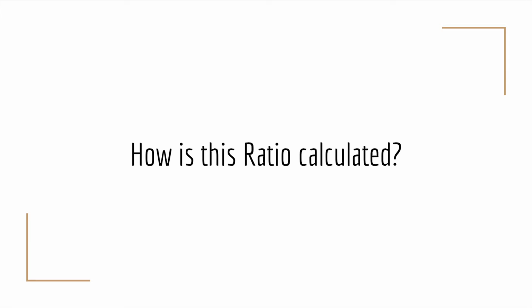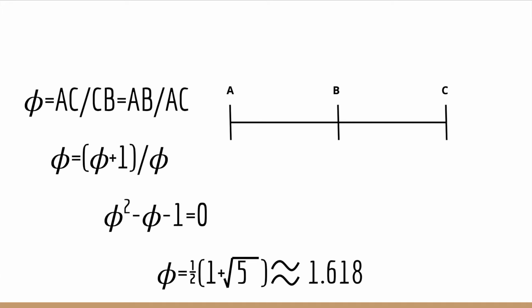There are multiple ways to calculate the golden ratio, but today we'll be focusing on two different methods, Euclid's method and an applied method. This little guy is the Greek letter phi, which is a representation for the ratio. Euclid's method is simple. You take a line segment with points A, B, and C, and set it so that AC over CB equals AB over AC, which all equals phi.